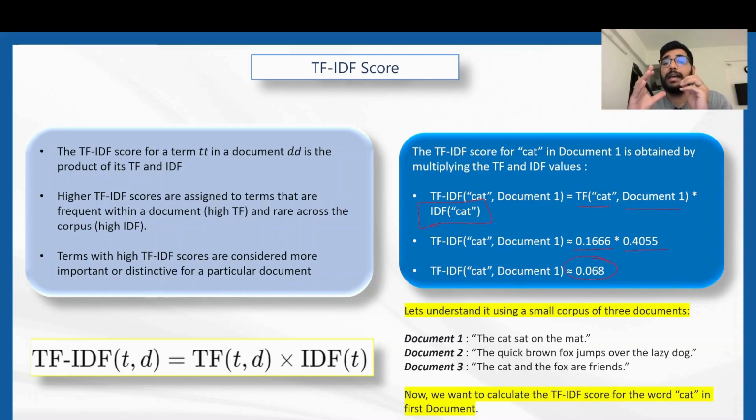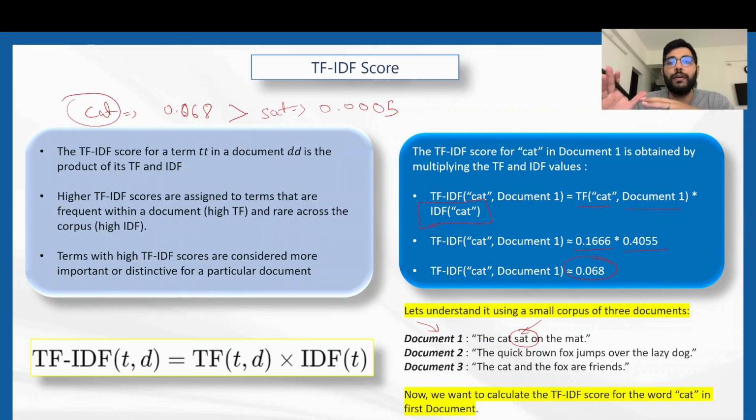Now the question is how to interpret this score. Taking an example, let's say we calculate the TF-IDF score of the word sat in document 1, and let's say we get a score for sat of 0.0005, whereas for cat we have a TF-IDF score of 0.06068. So it's evident that the TF-IDF score of cat is greater than that of sat.